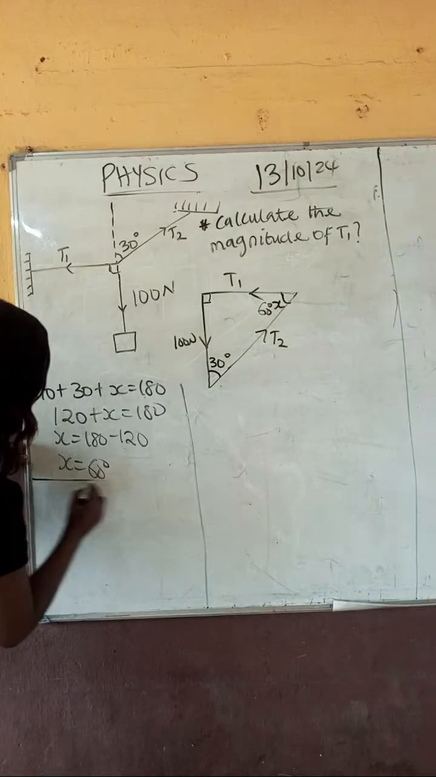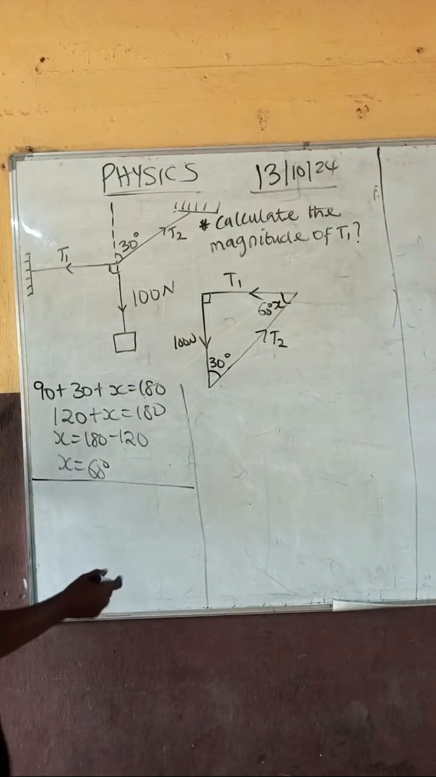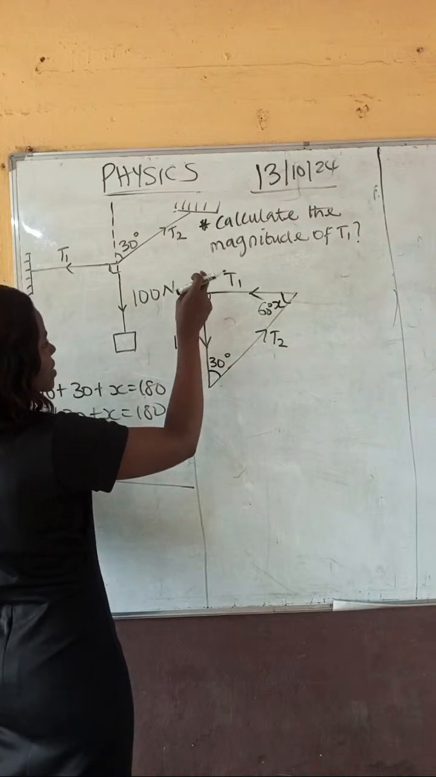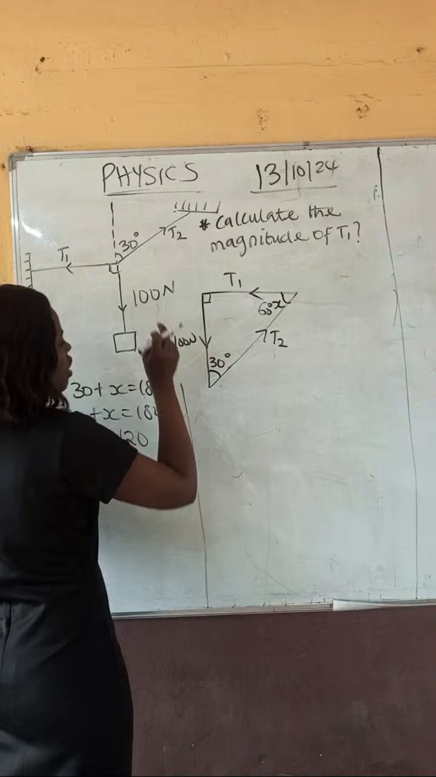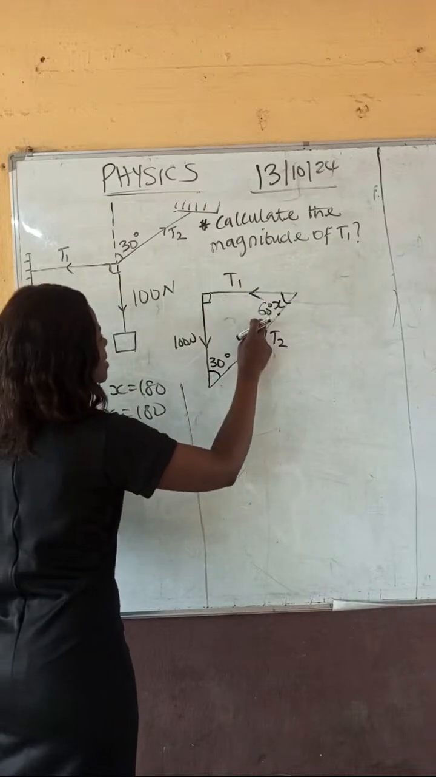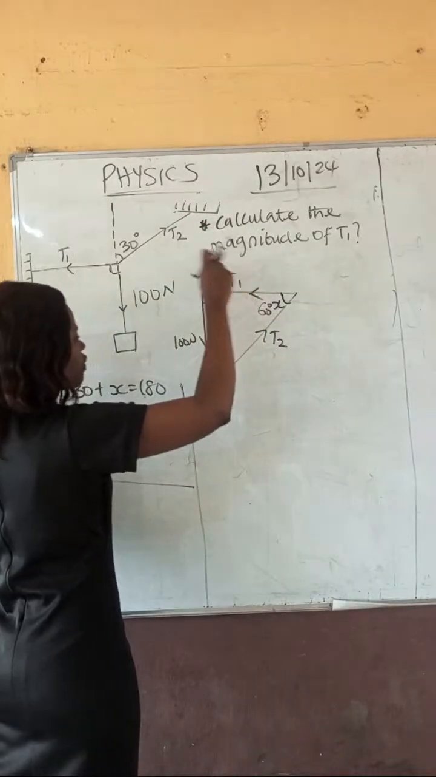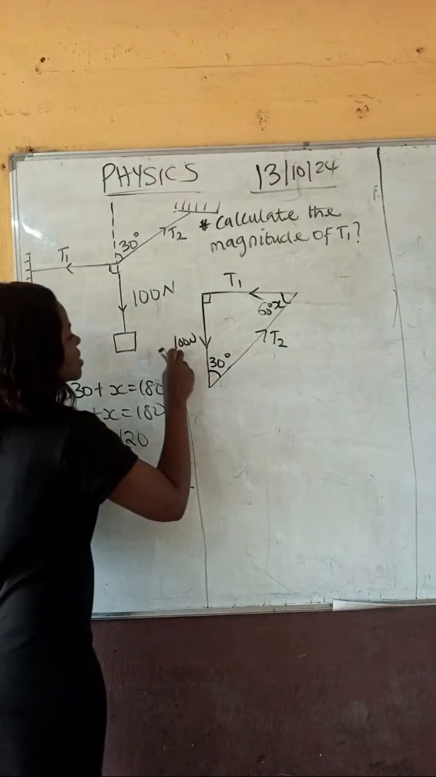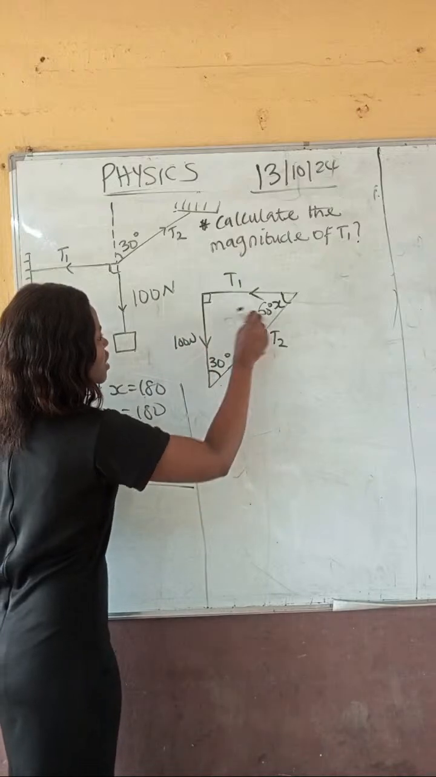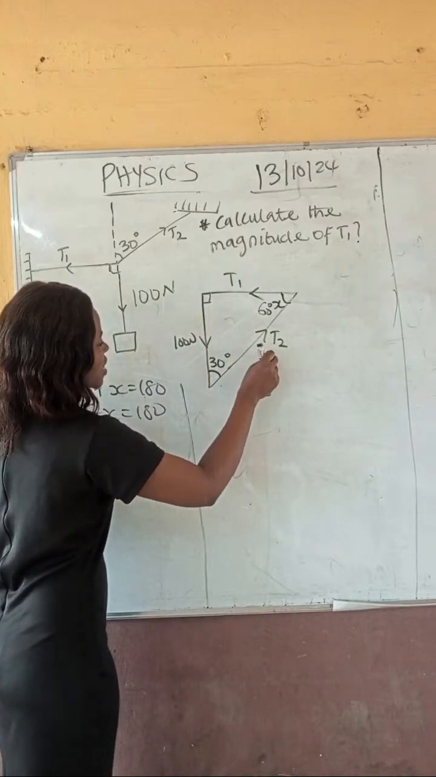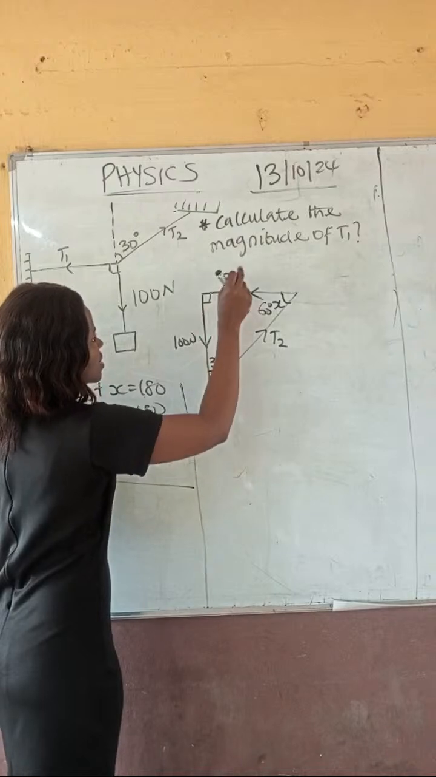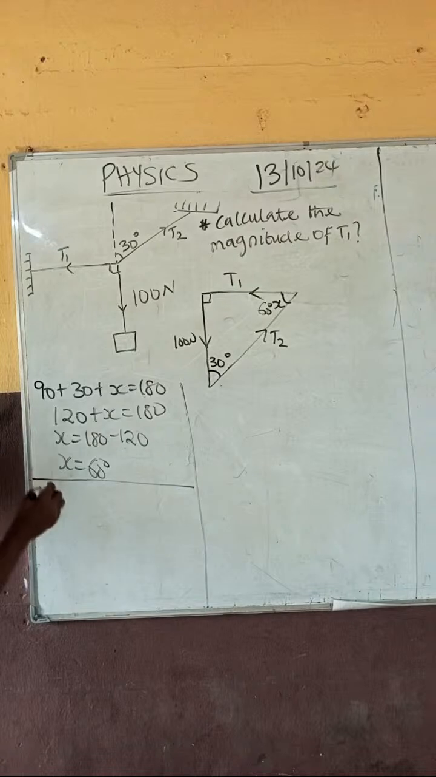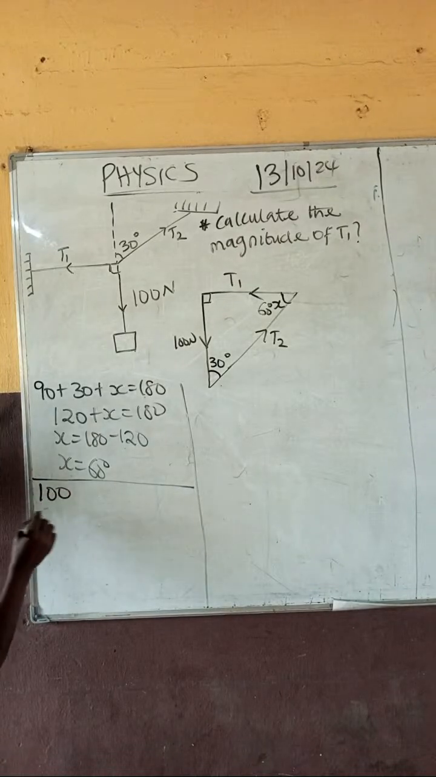Okay, I will say using sine rule. T2 over sine 90 is equal to 100 Newton over sine 60 is equal to T1 over sine 30. You get it now? 100 Newton, the angle facing 100 Newton is 60. T2, the angle facing T2 is 90. T1, the angle facing T1 is what? 30.